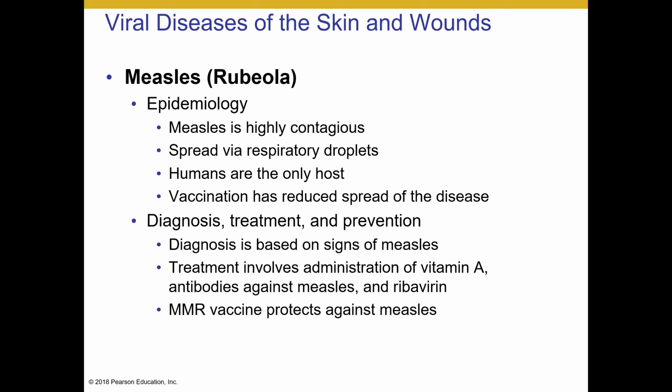Measles spreads rapidly through respiratory droplets. Humans are the only host, meaning eradication is theoretically possible with sufficient vaccination coverage. Vaccination has significantly reduced measles cases. However, outbreaks still occur when vaccination rates decline. Diagnosis is usually based on clinical presentation and confirmed by laboratory testing. Treatment focuses on supportive care, including vitamin A supplementation and sometimes antiviral medications. The key public health lesson here is that high vaccination rates are necessary to maintain herd immunity and prevent outbreaks.